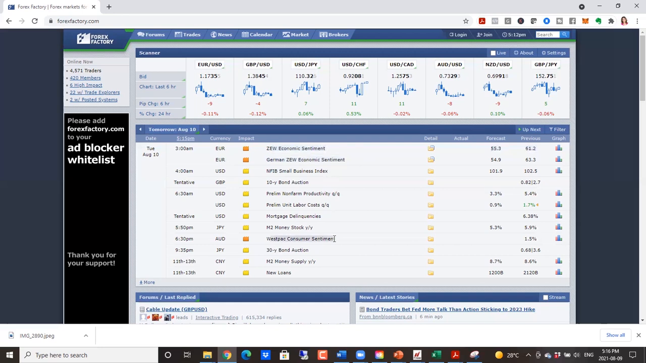And then we have consumer sentiment numbers from Australia in the evening, but that's pretty much the main numbers for the day. All right, so let's move on to our charts.